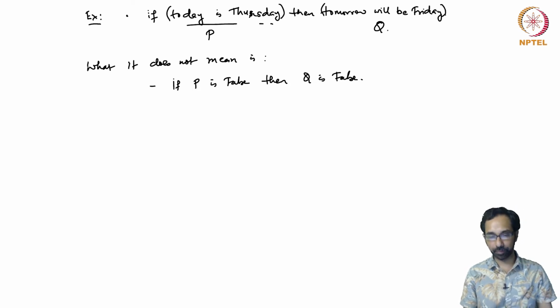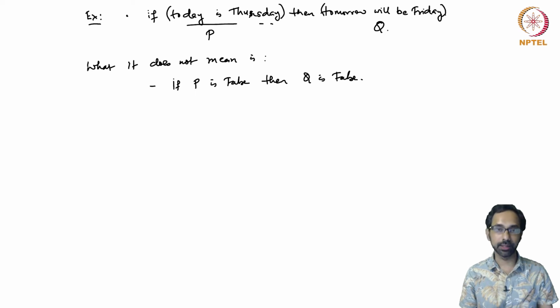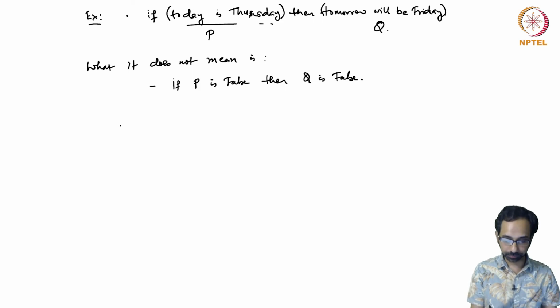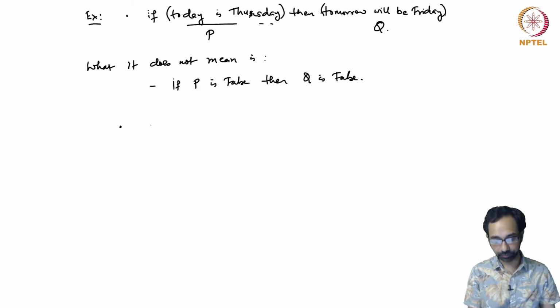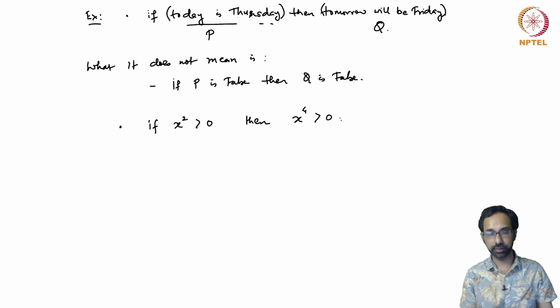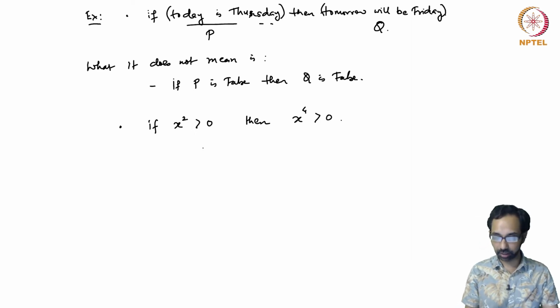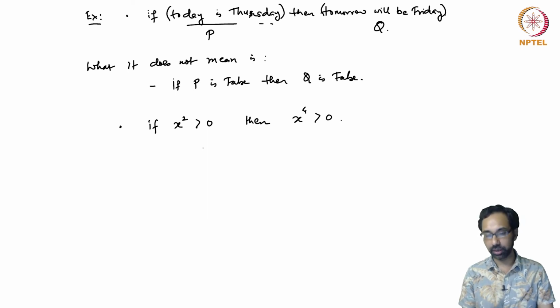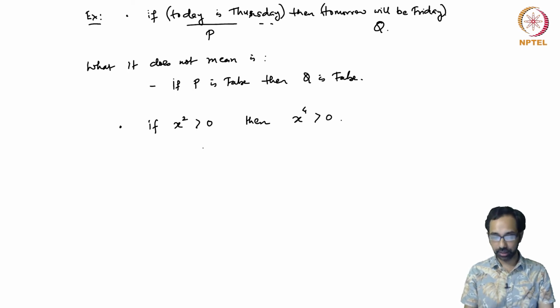So one has to see things from both sides. Okay, so another example, now a mathematical example: if x square is positive, then x to the power 4 is positive. If x square is greater than 0, then x to the power 4 is greater than 0. And it so happens that this is a true statement.